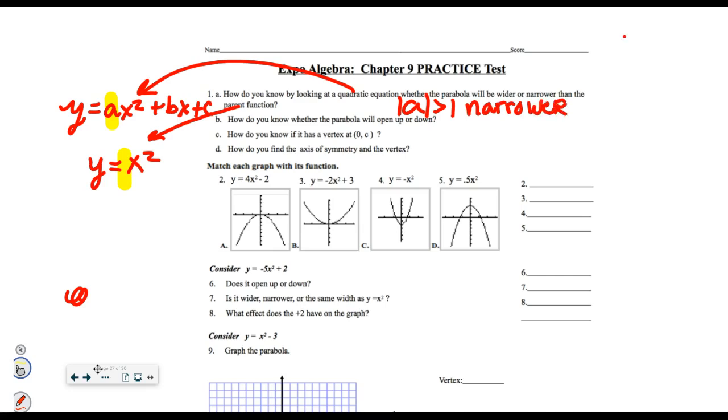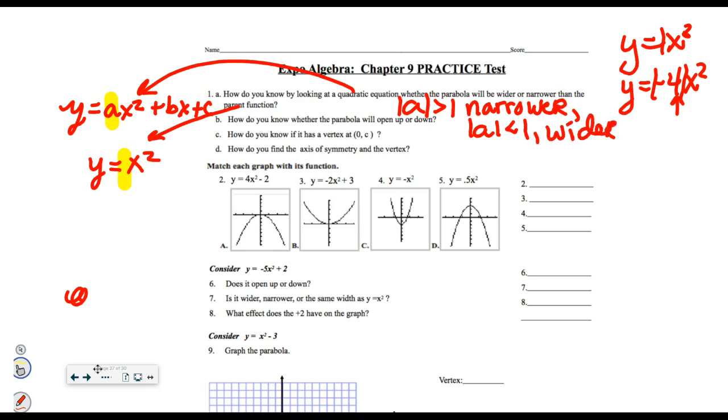What does that mean? Y equals x squared is the parent function. Y equals negative 4x squared. This 4 is bigger than 1. I know they say the absolute value, but just look at the number without the sign. And it's bigger than 1, so it's going to stretch it to 4 times its height, like gum being stretched. And if that absolute value of a is less than 1, so basically you're looking for fractions like half and a third, and negative a half and a negative a third, it will be wider.